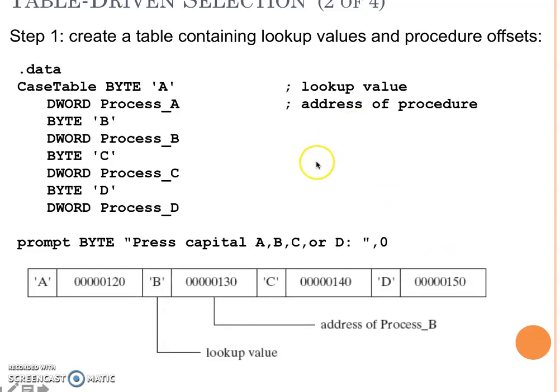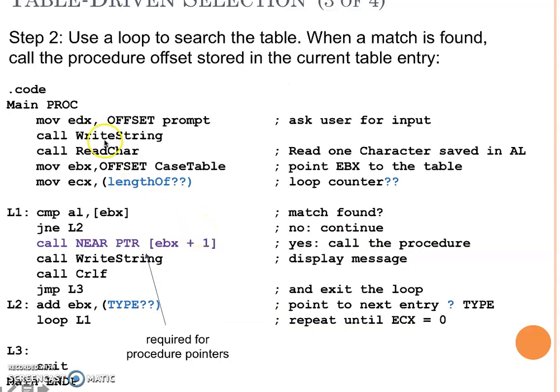So then the thing is, how should I run the program? The first thing, I prompt the user: please press capital A, B, C, or D. Then we read from the user, right? So you see your main function here. I move EDX as the prompt message, I write a string, then I call ReadChar, so I read the user input. After I read this user input, it will be saved in the AL.